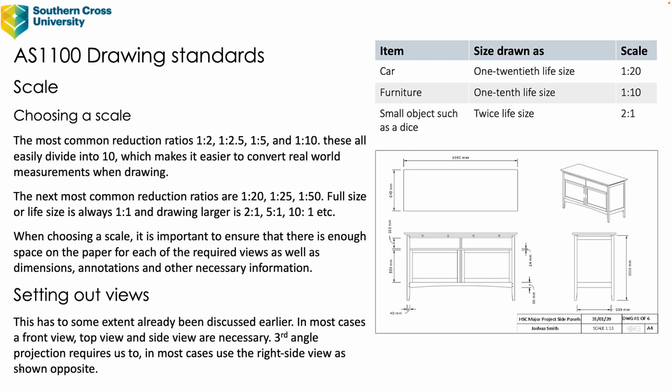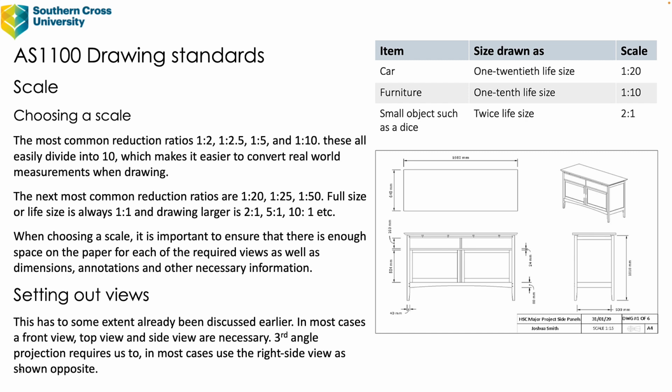Now, choosing a scale. The most common reduction ratios are 1:2, 1:2.5, 1:5, and 1:10. These all easily divide into 10, which makes it easier to convert real-world measurements when drawing. The next most common reduction ratios are 1:20, 1:25, 1:50. Full size or life size is always 1:1, and a drawing larger is 2:1, 5:1, 10:1, etc.